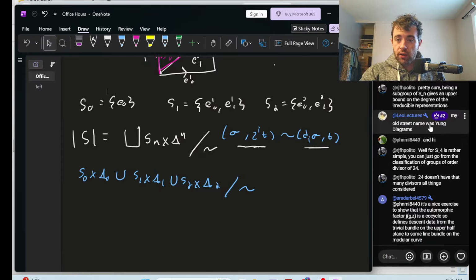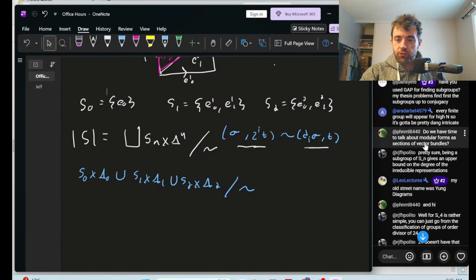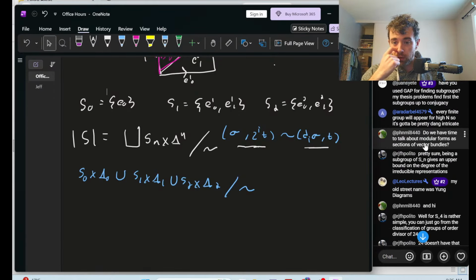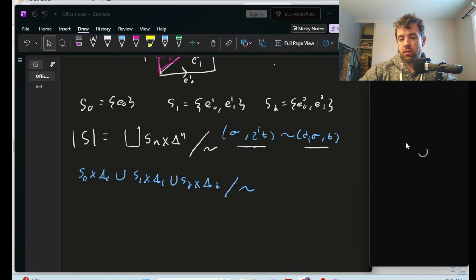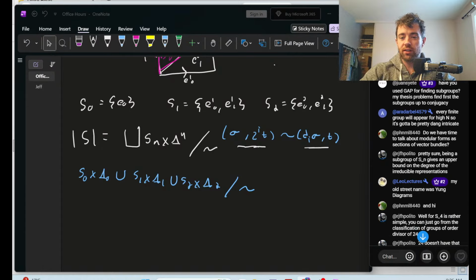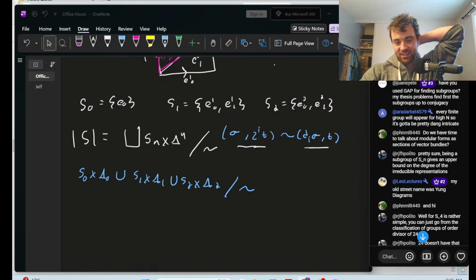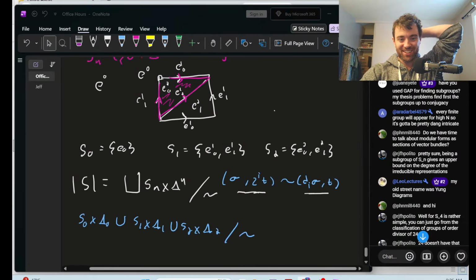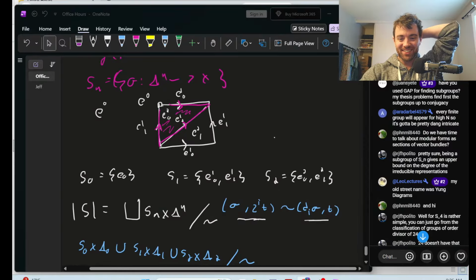Do I have time? Do you have time to hear about our Lord and Savior modular forms as sections of vector bundles? Oh, I forgot. I was gonna look into that. Crap. Oh, I didn't mean to do that. Crapola. But I need to finish this. I really need to finish this.